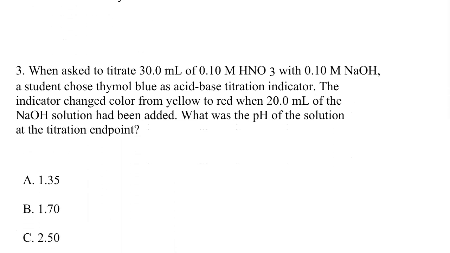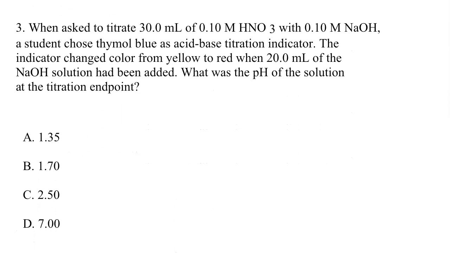All right, and then number 3, this one's going to involve a little bit of math. When asked to titrate 30 milliliters of 0.1 molarity nitric acid with 0.1 molarity sodium hydroxide, a student chose thymol blue as the acid-base titration indicator. The indicator changed color from yellow to red when 20 milliliters of the sodium hydroxide solution had been added. What was the pH of the solution at the titration endpoint?